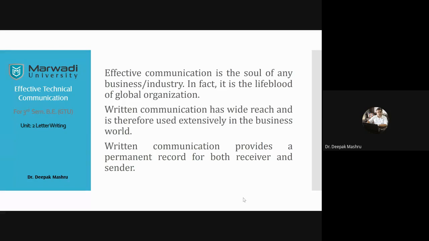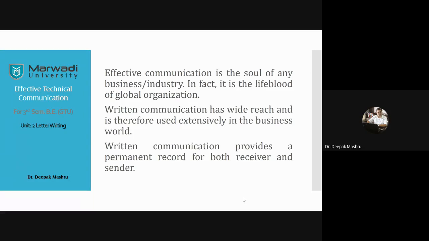So spoken words have limited life. For example, I'm speaking and you are doing something else on your mobile phone and minimizing Google Meet. In that way, if you miss the word, you miss the word. Unless it is recorded, you cannot revisit it. But written communication, you can read and reread multiple times. That's why it is preferred as a future reference, as a legal reference in businesses.